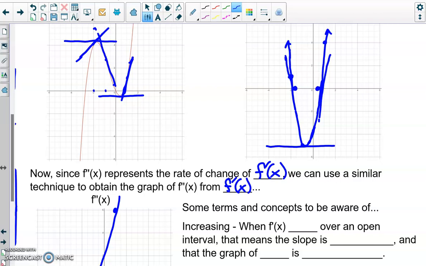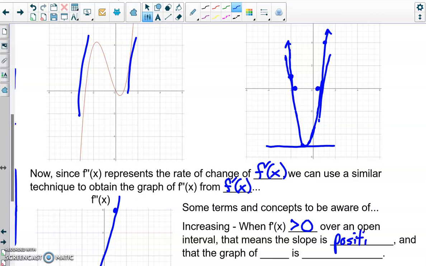And when you're increasing, let's go back to this original graph here. Remember that you're going uphill as you move left to right. So increasing is here and here. Now, when f prime of x is greater than 0 over an open interval, that means the slope is positive, right? Because remember, f prime is representing your slope, and when f prime is greater than 0, you are positive. And the graph of f of x would then be increasing.